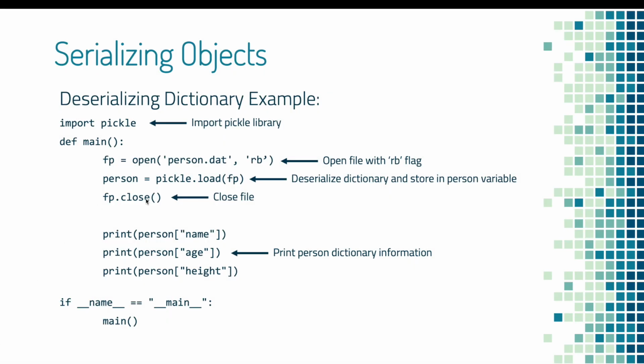All right, so here you go. We have our person.dat, you .load, that's our person, and then you can print the person name, age, and height, and that dictionary is all there, still ready to go for you.